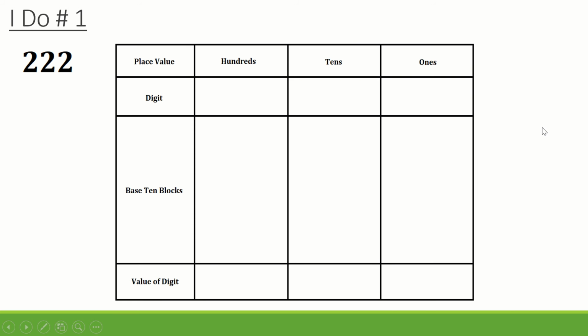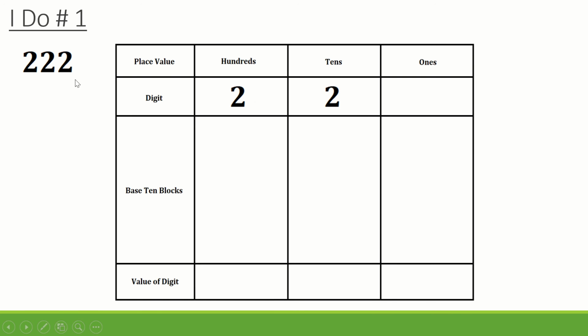At this point, we're going to do a little bit of some I do, where I'm going to walk you through how we can use a place value map to gain a little bit better understanding of the value of various digits. So here we're working with the number 222. I'm going to fill in this top row right here with the appropriate digit. So I have 200s as represented here with this 2.